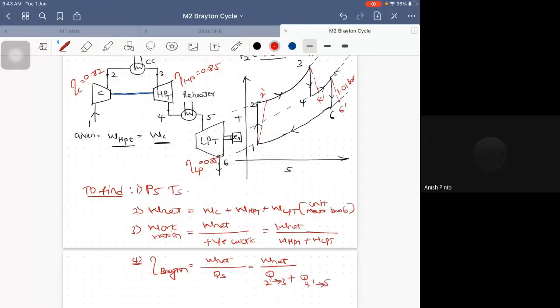Now, everyone got the clarity about the problem? Yes or no? Understood the problem? Okay, now you try this particular problem.